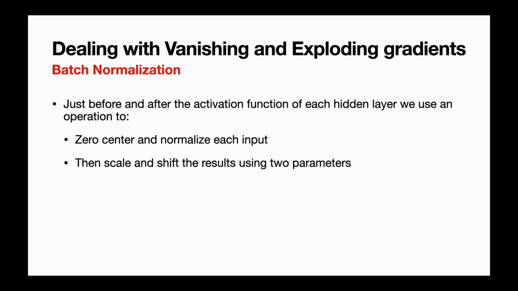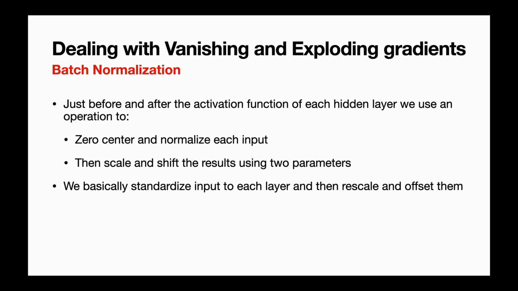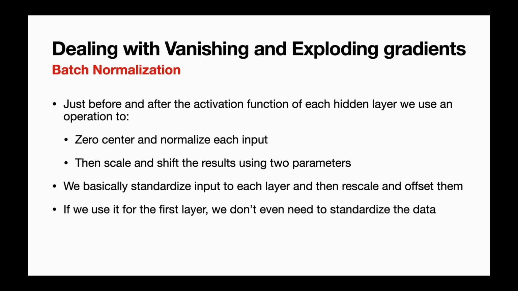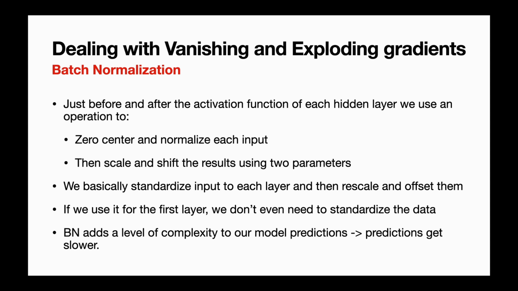It does it effectively. One of the issues it has, which is not a small issue, is that when it comes to prediction, it adds a layer of complexity there. So batch normalization, because of this complexity in the predictions, makes things in production slower. That is why, because of this added layer of complexity for predictions, sometimes it's not used in practice.